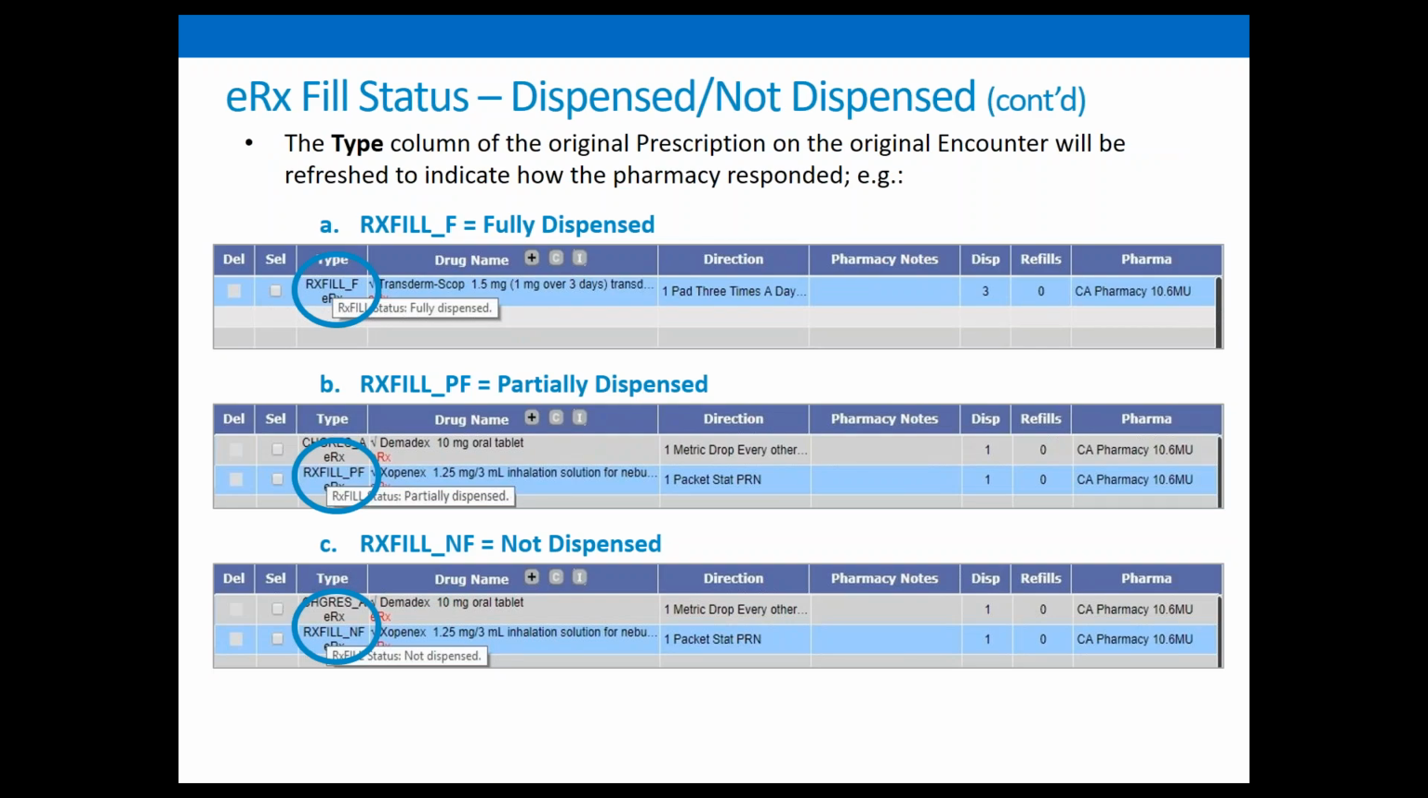Back on the original prescription, whether it's opened or closed, we refresh the drug type. This time it's RX fill with a suffix: _F means fully, _PF means partially, _NF means not.